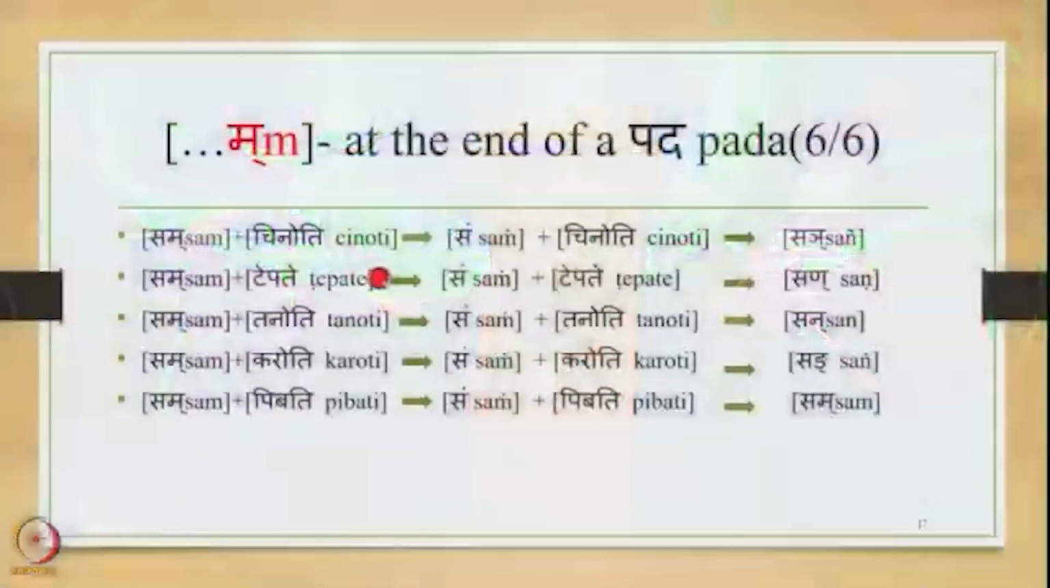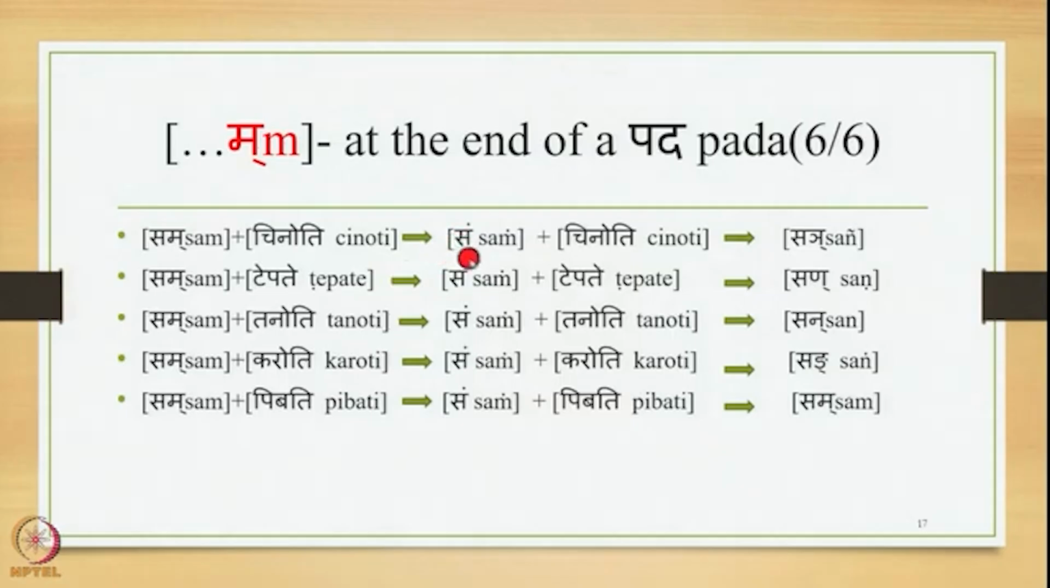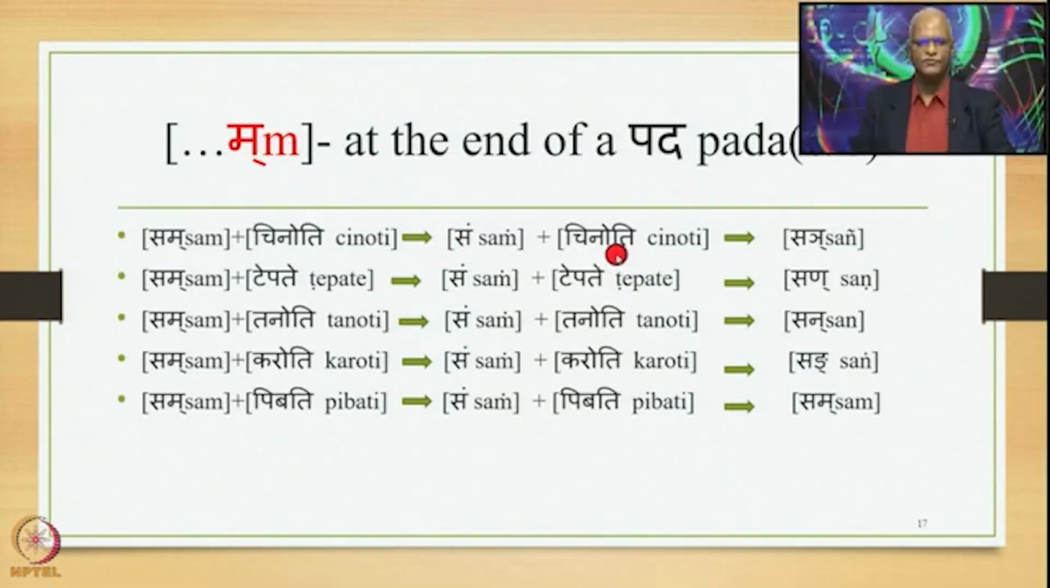Finally, we have sam plus chinoti, and this is an input. 8323 applies and the output generated is sam plus chinoti. This becomes an input for 8459 and the output generated is san plus chinoti. Remember, this is an optional output, so sam plus chinoti is also generated as the optional output.